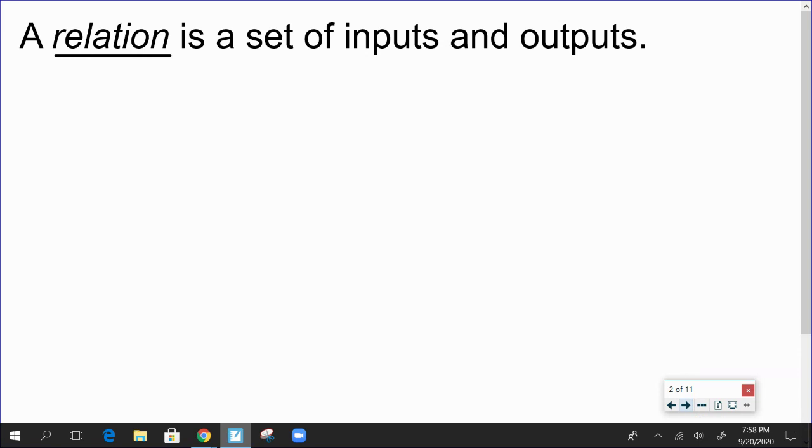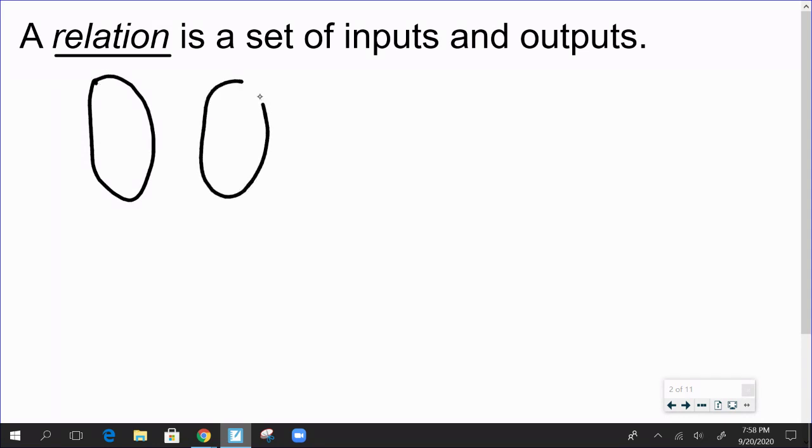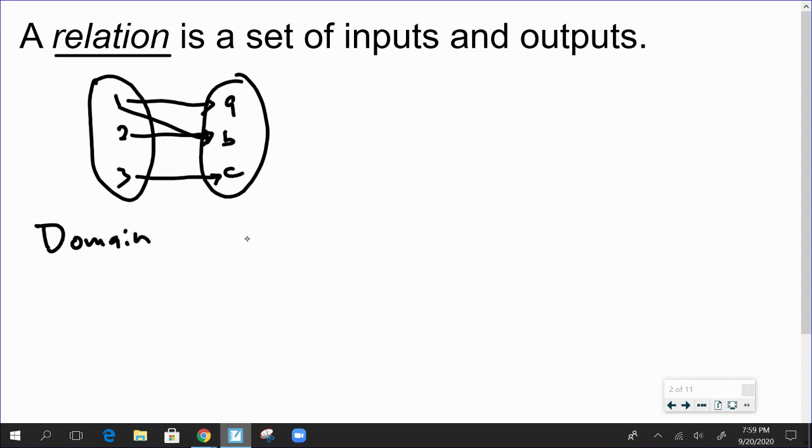All right, so you can see a relation in a lot of different ways. So let's say I go 1, 2, 3, A, B, C. All right, so this is a mapping of a relation. We have one side here. The left side is typically called the domain, and the right side is called the range. So that's one way you can see this.